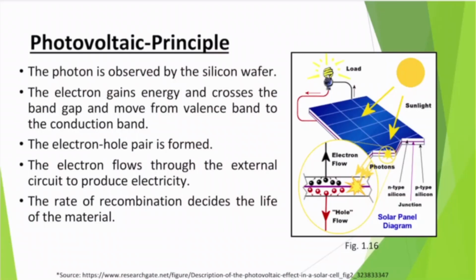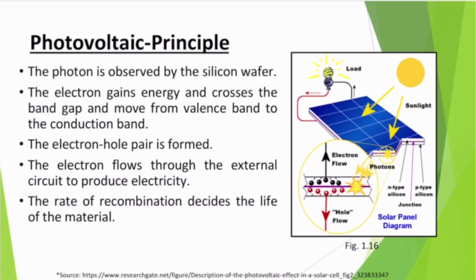Now, you can understand the basic principle better from the right hand side diagram. The sunlight falls on your silicon wafer, and once it falls, the photon is absorbed, and the electron gains energy, crosses the band gap and moves from the valence band to the conduction band. Once that cycle is complete, the electron hole pair is formed. The electron flows through the external circuit to produce electricity. The rate of recombination decides the life of the material.